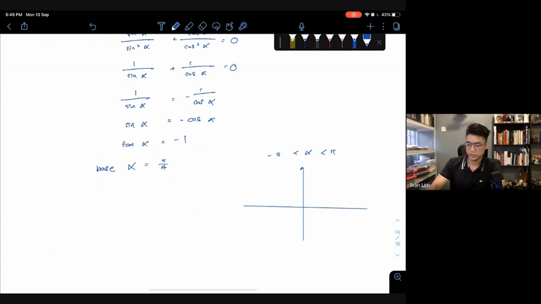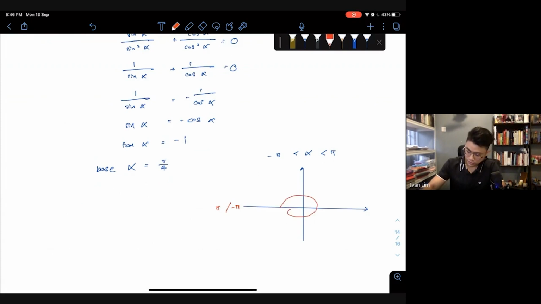Okay, our ASTC graph. So my starting point right now is from negative alpha, which is here, to alpha. So in front here, negative pi to pi. I keep saying alpha. Negative pi to pi. Negative pi means negative 180 degrees. Okay, you all know what's negative 180 degrees, right? So the first time it hits here, this is negative pi. This is pi.